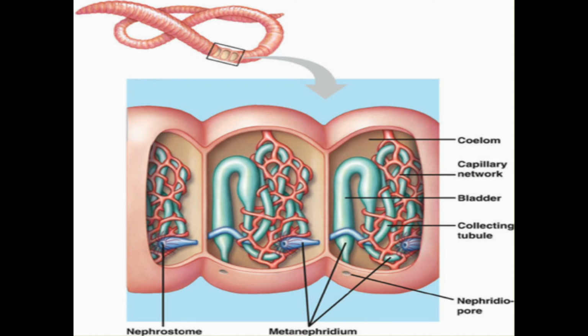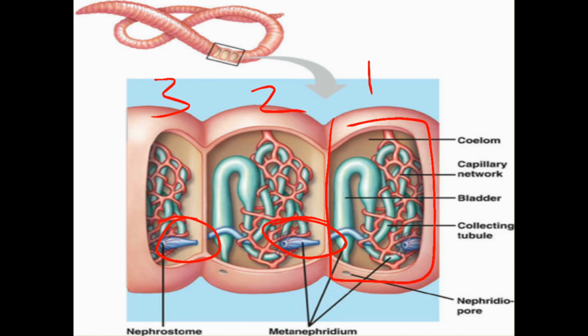Also, an important point I would like to highlight here is that if this is the first compartment, this is the second compartment, and this is the third compartment. The nephrostome of the first compartment is present in the second compartment. The nephrostome of the second compartment is present in the third compartment. Similarly, the nephrostome of the third compartment is present in the fourth compartment, and so on. So the point is that each compartment is not cleaned by itself, but by the next compartment adjacent to it.